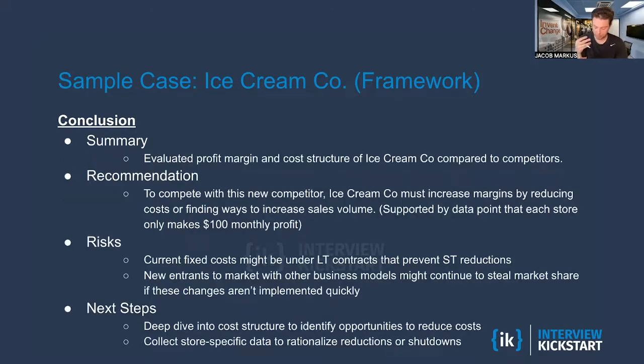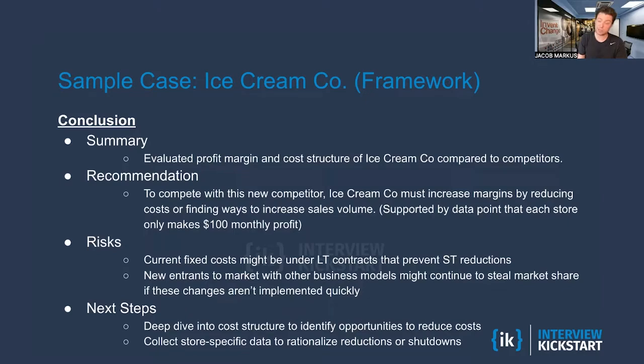Starting out, right, talk about what you did that day. The summary is that we evaluated the profit margin and cost structure of Ice Cream Co. relative to competitors. After doing that, we recommend that in order to compete with this new competitor who is using ride sharing, Ice Cream Co. must increase their margins, either by reducing costs or finding ways to increase sales volume, maybe with bundling or something. And you can call out the data point. So that's supported by the fact that each store is only making $100 in profit. So that's not sustainable. Maybe we need to close certain stores.